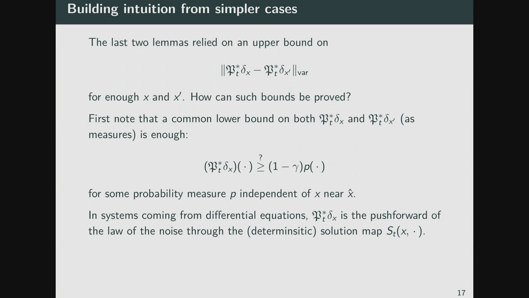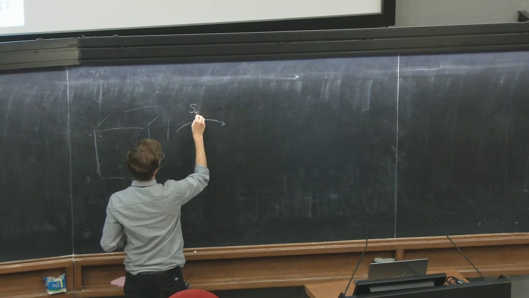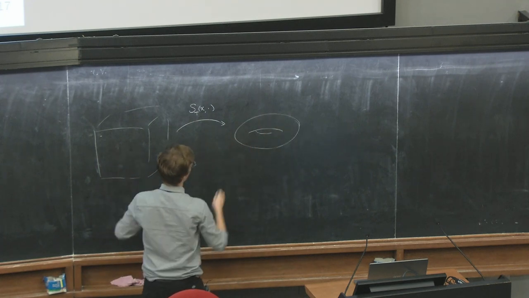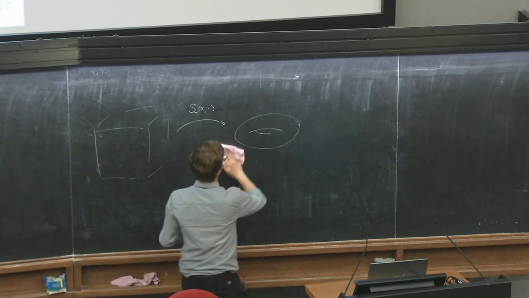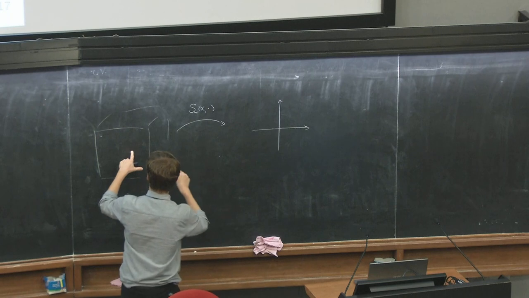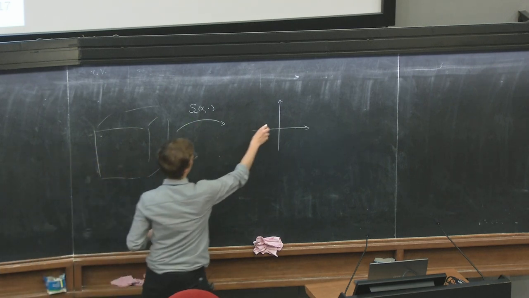The measure which you obtain by evolving a delta, it's just the push forward of the law of the noise through the solution map, right? We've seen this in the other mini course. So you have a space for the noise, which is very big, and you have the solution map, which I call S, say S_T(x, ·). So it takes an initial condition and a control, and it gives you a point in your, well, I'm working in R^n, so maybe I shouldn't draw anything compact, but I don't know, the plane. And that's the image of this map: once you choose that control, right, you solve the ODE, and then you get a point at time T, and that's what it maps to.